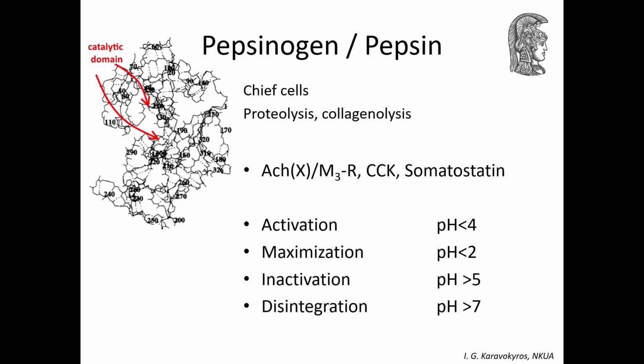The stomach contributes to food digestion through pepsin also. This causes proteolysis and collagenolysis. Pepsinogen secretion is mediated by acetylcholine through M3 muscarinic receptors, cholecystokinin, and somatostatin. In an acidic environment, pepsinogen is cleaved to pepsin, which is activated when pH is less than 4. Pepsin's action is maximized with a pH around 2. At pH higher than 5, pepsin is inactivated. And when pH exceeds 7, pepsin is disintegrated.